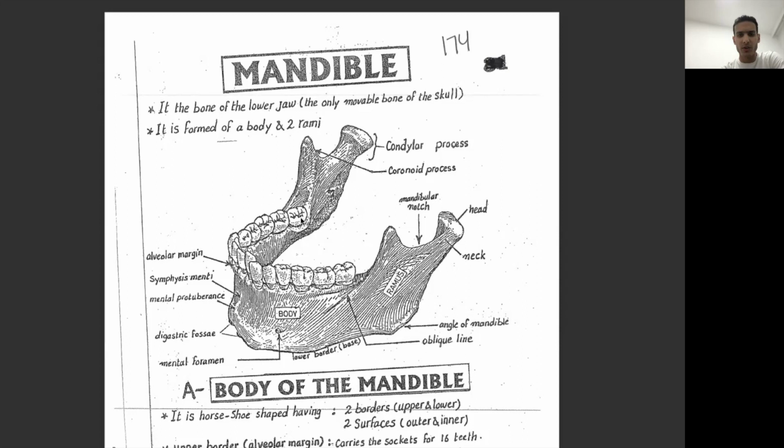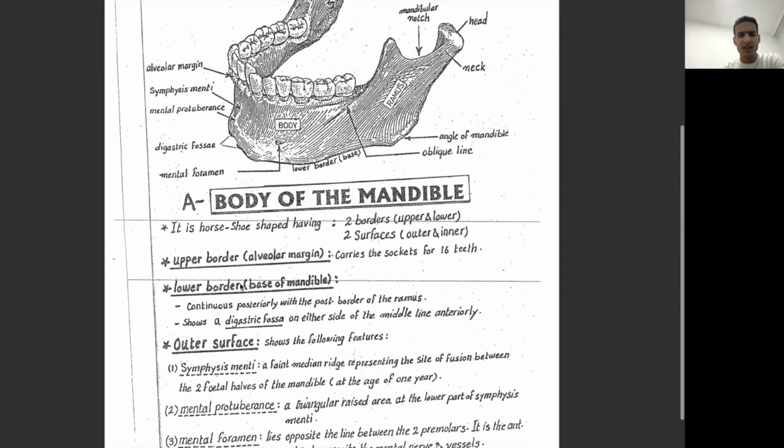We have the alveolar margin. The alveolar process of the mandible contains the dental alveoli that give rise to the teeth. Then we have the symphysis menti, just a small symphysis at the anterior part of the mandible. The mental protuberance is a small protuberance, palpable in the anterior part of the body of the mandible. The digastric fossas are found right here, and then you have the mental foramina. Another foramen that is present is called the mandibular foramen, found here. I'll show you in the next labeling.